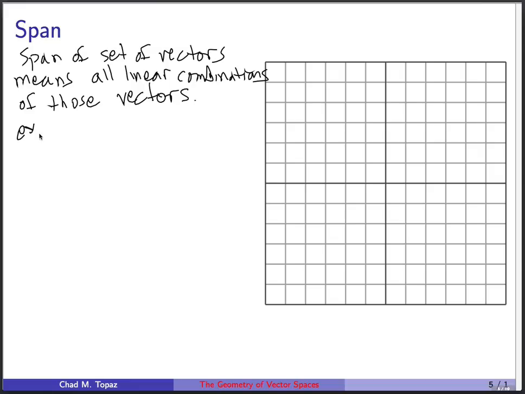So if I ask you, what is the span of (1, 1)? You think of the vector (1, 1), and you think, what are all the places I can get using that vector? Well, you can get along here, so it's a line, okay?